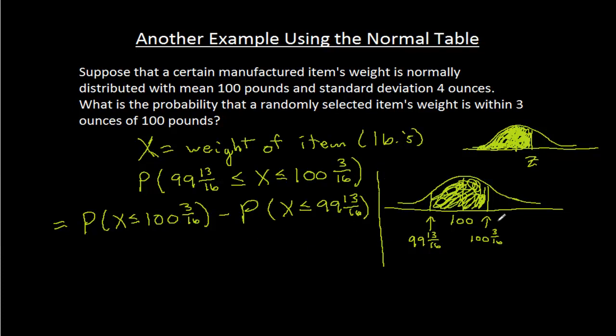Okay, what am I doing here? Well, I'm looking at this area, and this guy right here, the probability that x is less than or equal to 100 and 3/16, that's all my shaded area now. Okay, that's from this line over. That probability is represented by that area. And then the probability that x is less than or equal to 99 and 13/16, that's this area right here. So what I do is I take that whole area from this line to the left, but then I subtract this part. And that leaves me with what's inside here.